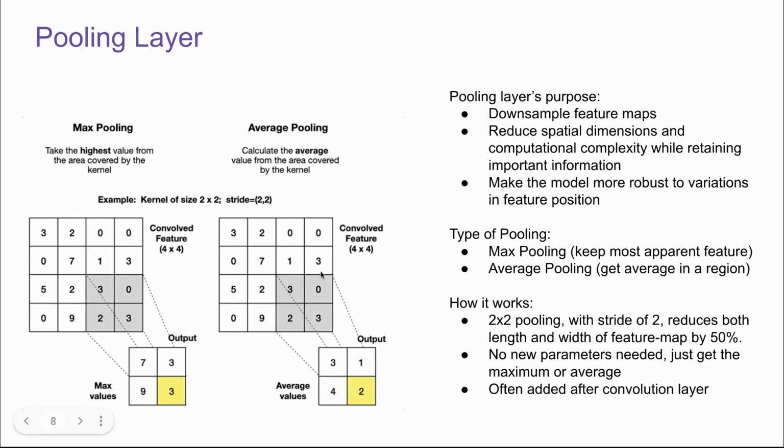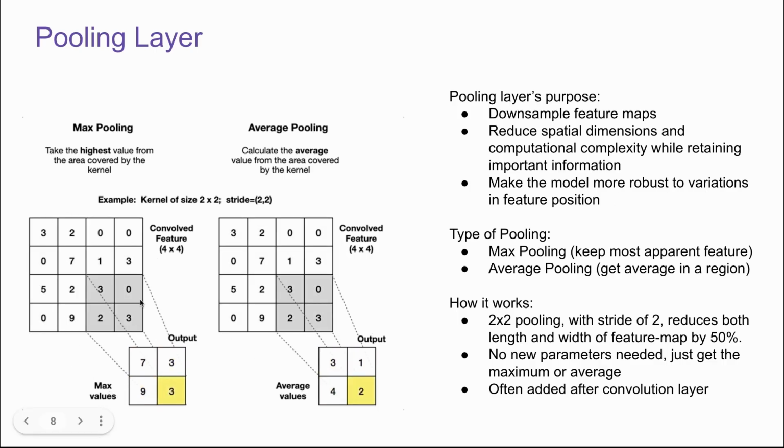This is an example of two pooling methods. One is called max pooling, the other is called average pooling. The pooling layer's purpose is to downsample the feature maps. It reduces spatial dimensions and computational complexity while retaining important information. It also makes the model more robust to variations in feature position.